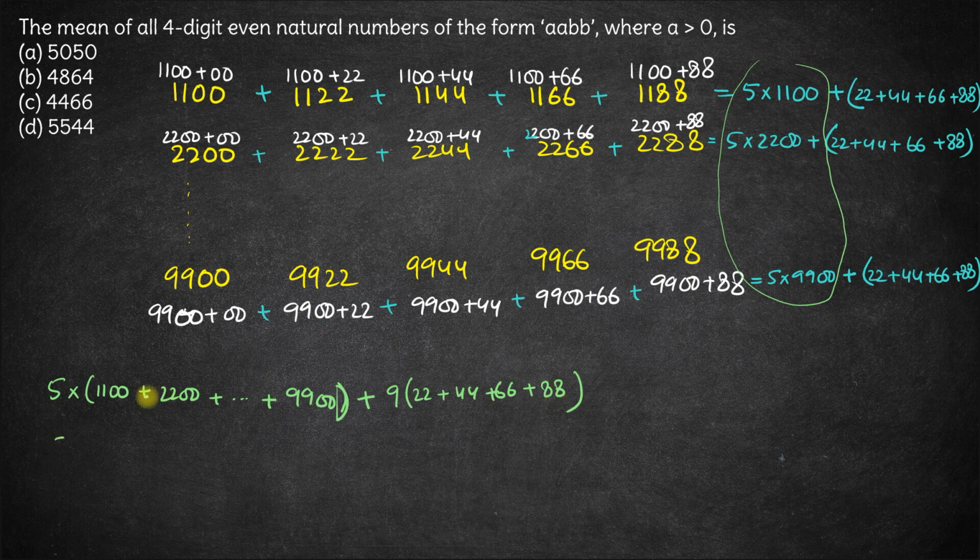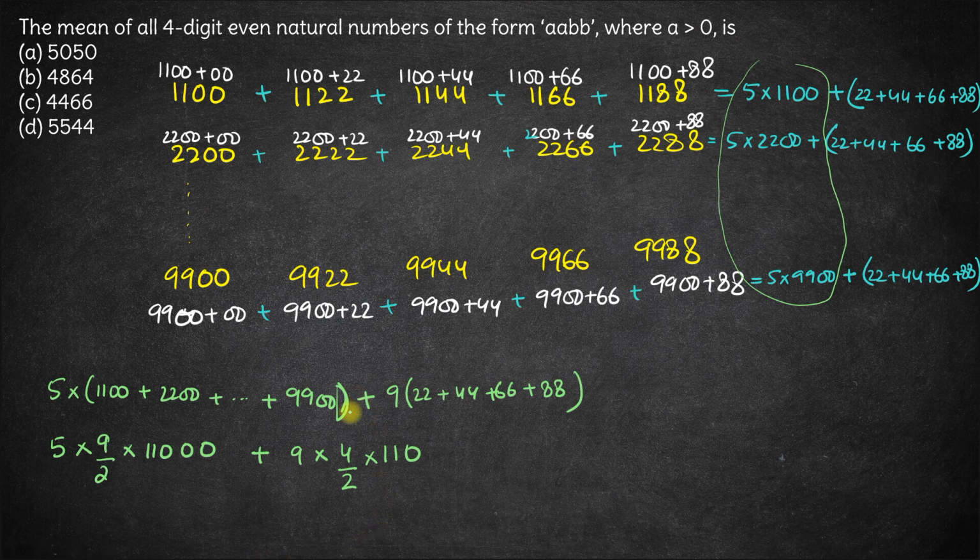This is 5 times. Now this is an AP of 9 terms. So the sum of an AP is n by 2 into first term plus the last term. So first term plus last term is 11000. So this is the sum of the first part plus then you have 9 times. Now this is also an AP. So the sum of this AP will be n by 2, number of terms by 2, into first term plus the last term. First term plus the last term is again 110.